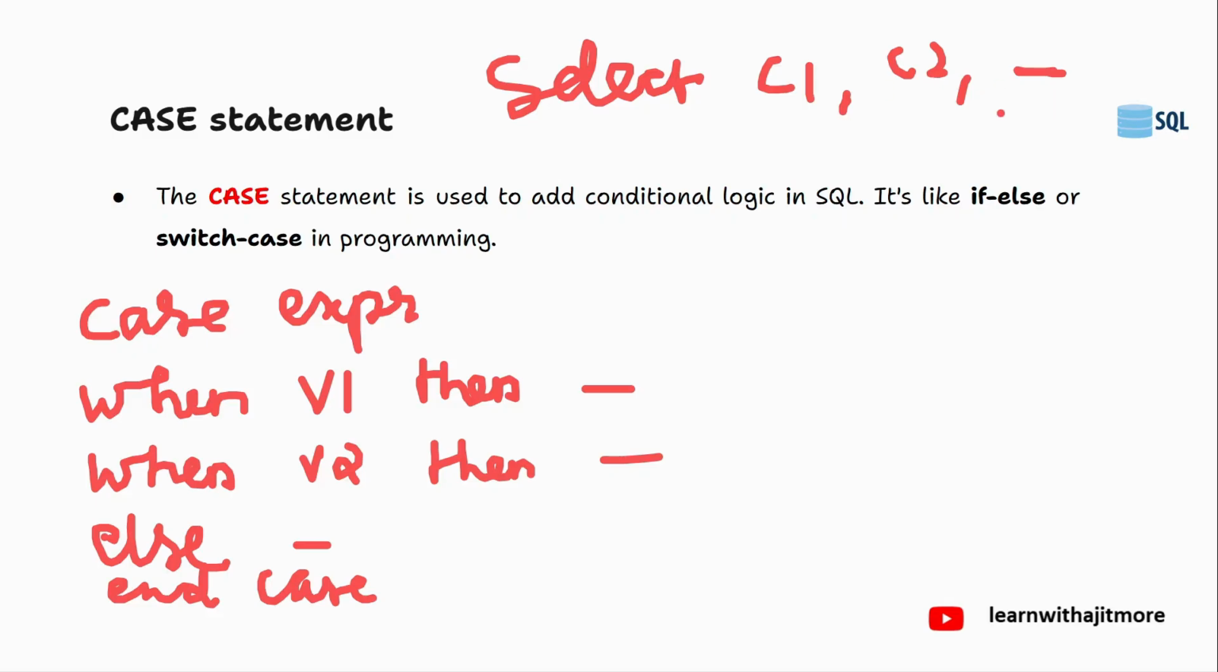Okay? I'll give you a demonstration, don't worry. But first understand the syntax. So here what is passed? Expression. The expression is matched with the value, and whichever value it matches, the corresponding action takes place. If it matches with value 1, then the corresponding action. If not, then check value 2. If it matches with value 2, then its corresponding action. If none of the values match, then the else action.